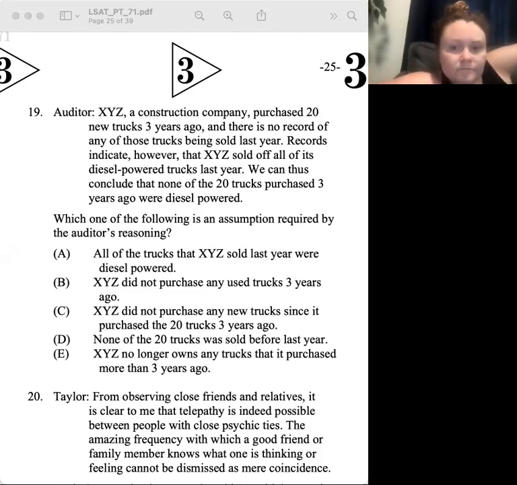Okay. Now what? This one was confusing to me. So I'm going to find the conclusion, which is we can conclude that none of the 20 trucks purchased 3 years ago were diesel powered. Okay. Which one of the following is an assumption required?